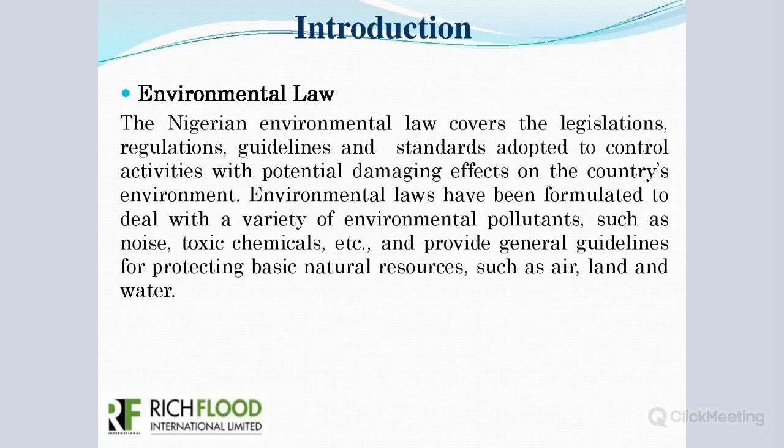After that, we're going to look at the other terminology, and the main topic of discussion today is the environmental law. But specifically, we are looking at the Nigerian environmental law. And what is it all about? Now, the environmental law covers legislations, regulations, guidelines, and standards adopted to control activities with potential damaging effects on the country's environment. I want you to note this: the key point in this definition is the word control. Control activities. That means without an environmental law in place, there is going to be disorderliness in the system. So environmental laws have been formulated to deal with varieties of environmental pollutants, such as noise, toxic chemicals, etc., and provide general guidelines for protecting basic social resources, such as the air, land, and water.